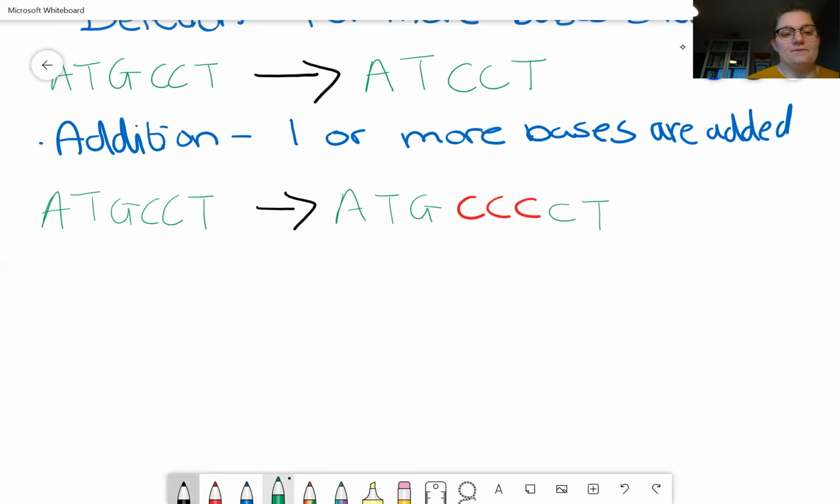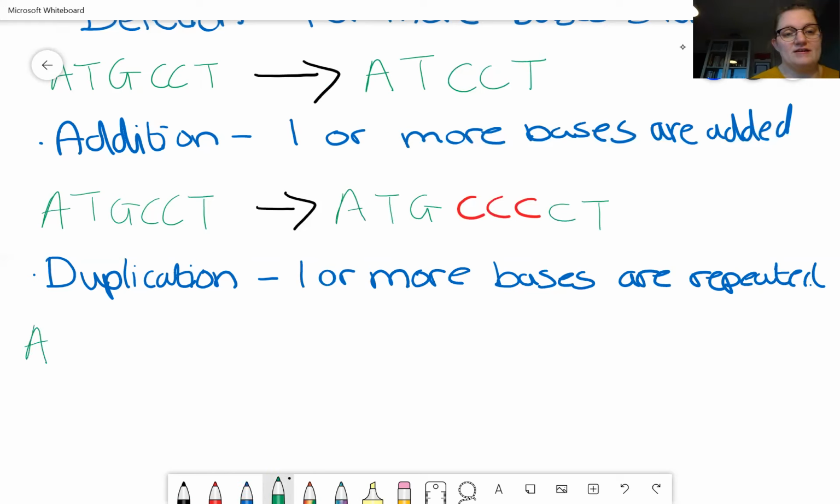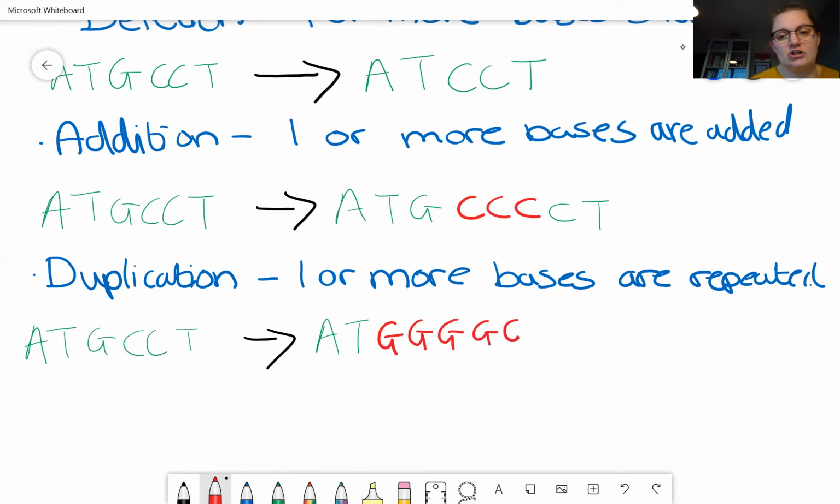We can have duplication. Duplication, again, is one or more bases are repeated. In that instance, we could have something along the lines of A, T, G, C, C, T. And it can become A, T, G, G, G, G, G, G, G, C, C, T. So G has been duplicated.